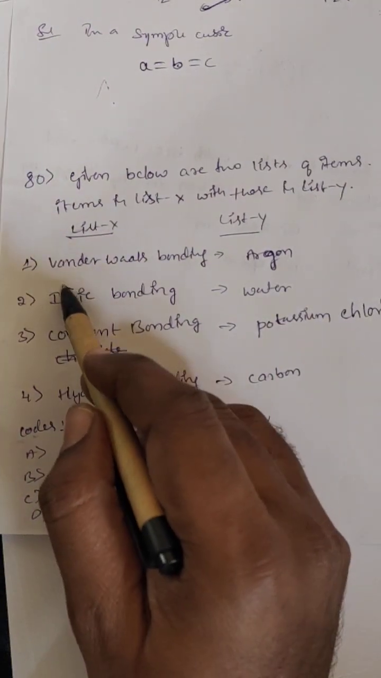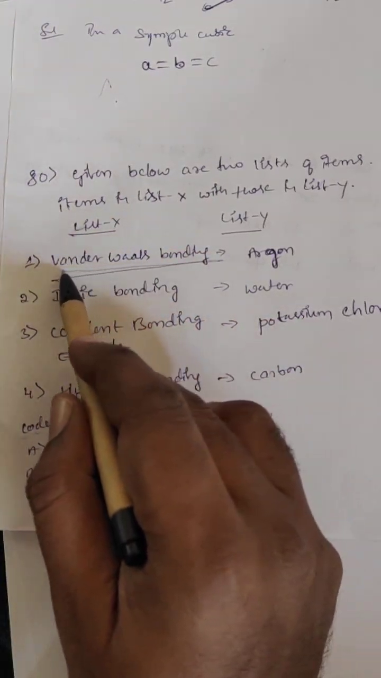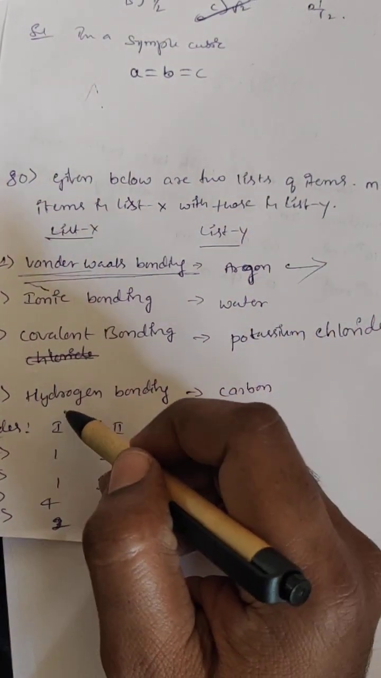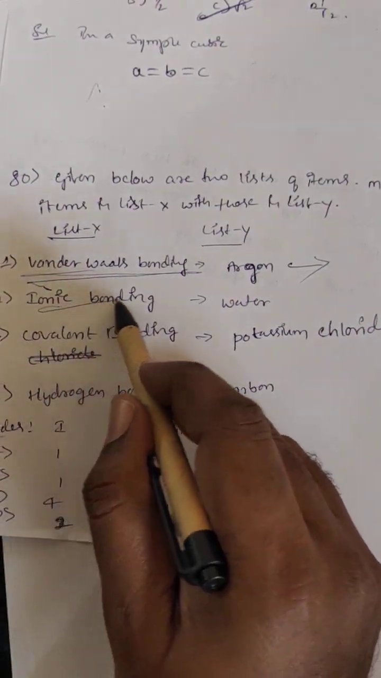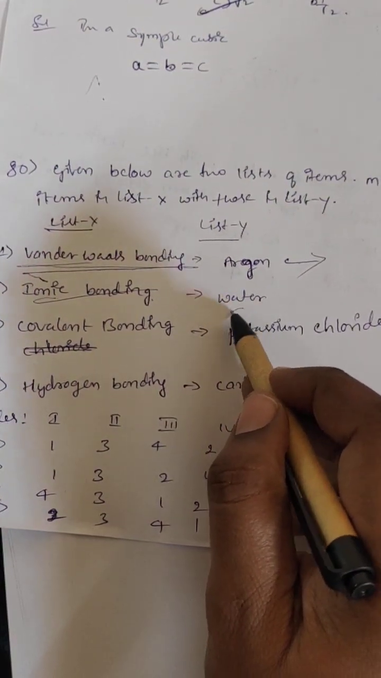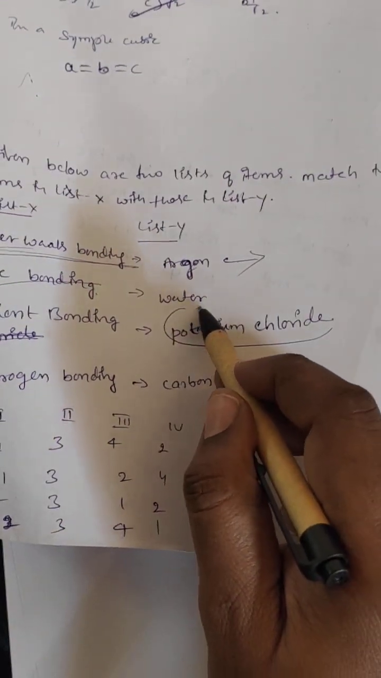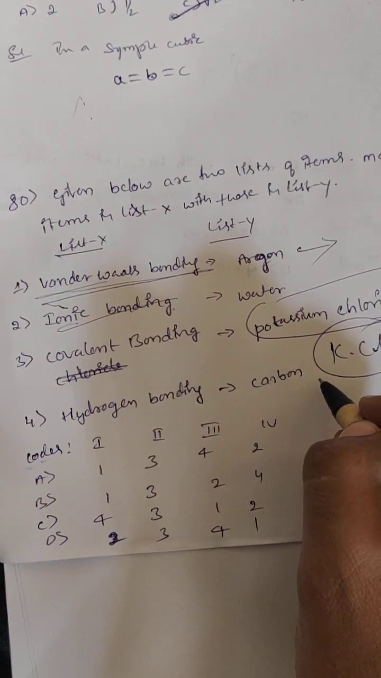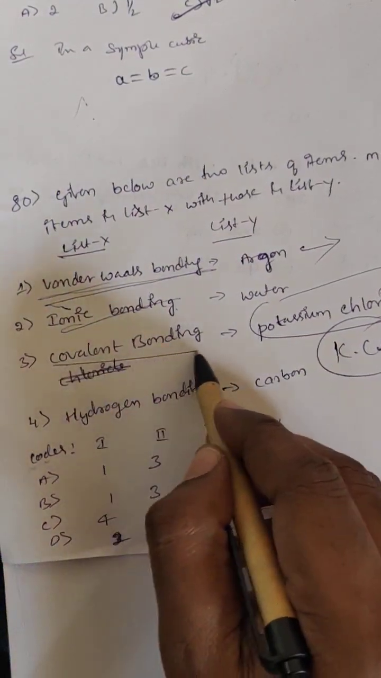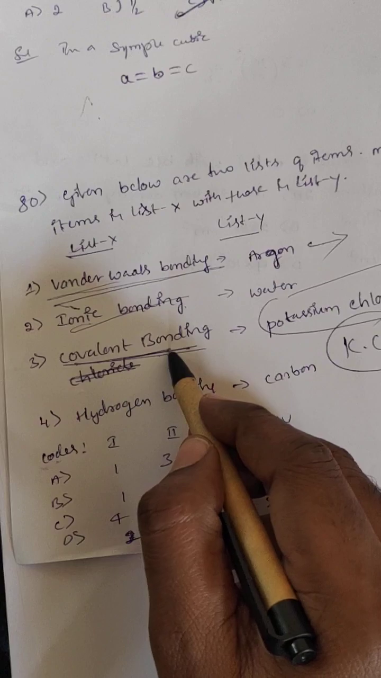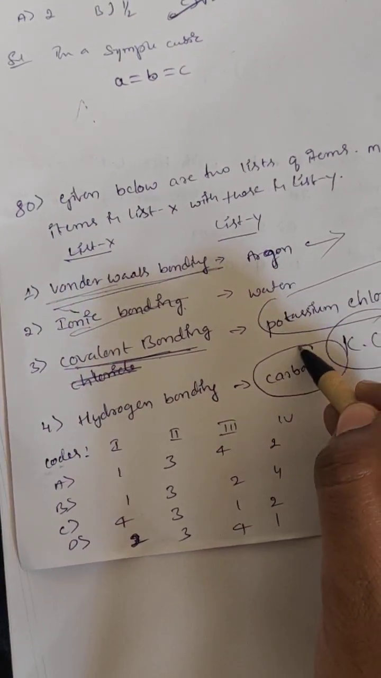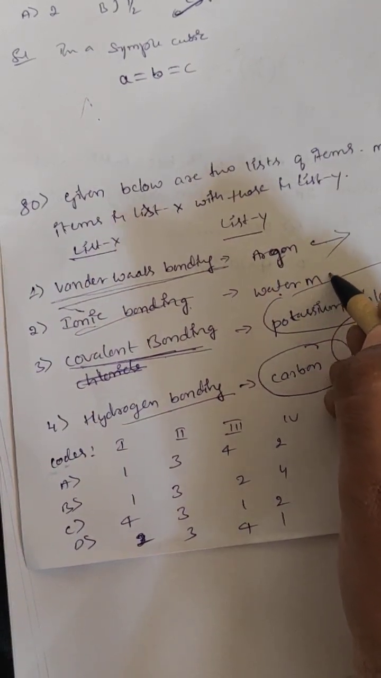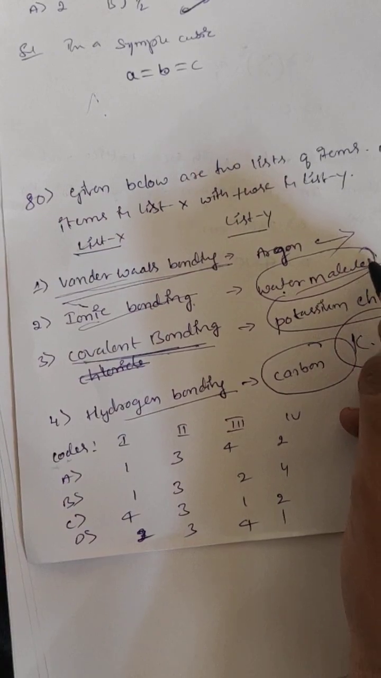We know that van der Waals bond is a weak bond, a molecular bond. Van der Waals bond is observed in argon. And ionic bond is observed in ions like potassium chloride. So in KCl we can see the ionic bonding, and covalent bonding is sharing of electrons, which takes place in carbon. Hydrogen bonding is observed in the water molecule.